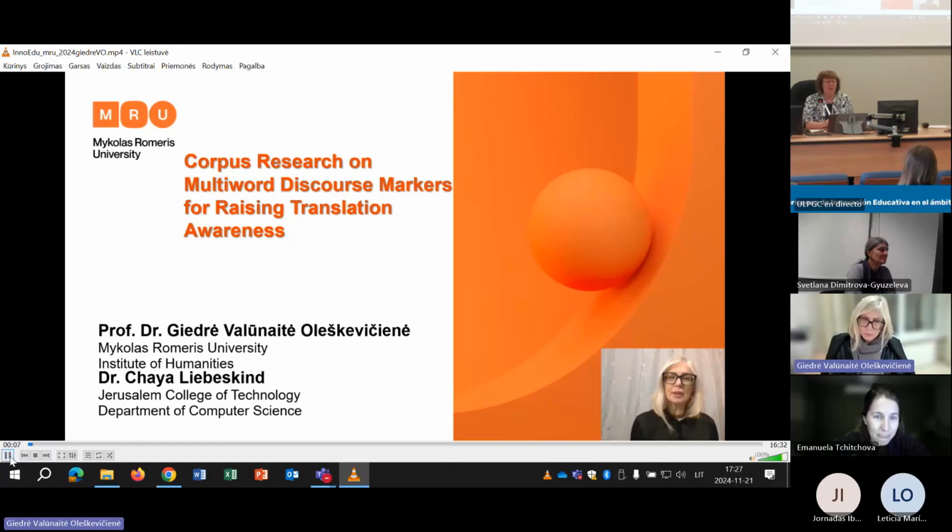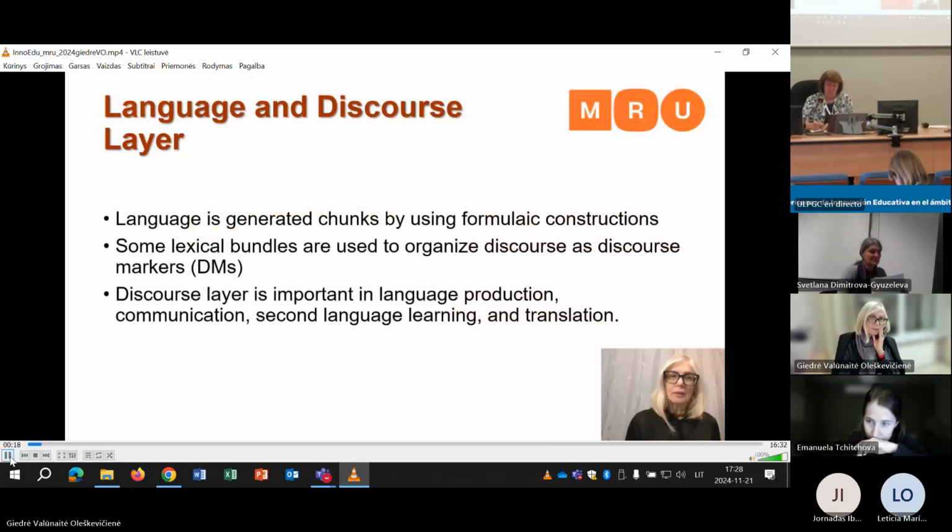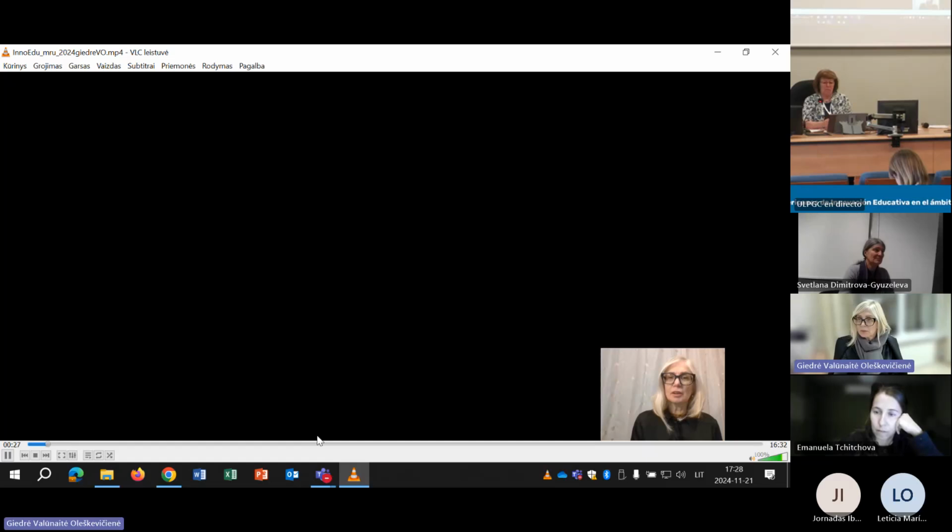Focus research on multi-word discourse markers for raising translation awareness, prepared together with my colleague, Dr. Haya Liebeskind. First of all, a little bit of background. Language is generated in chunks by using formulaic constructions. And some lexical bundles are used to organize discourse as discourse markers, further I call them DMs. And the discourse layer is important in language production, communication, second language learning, and translation.